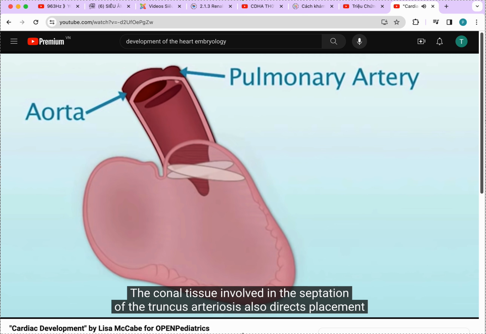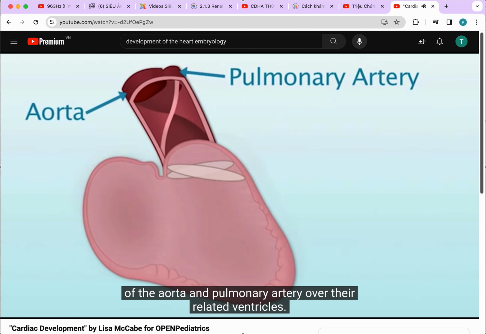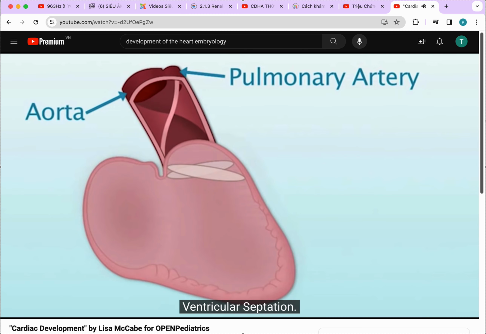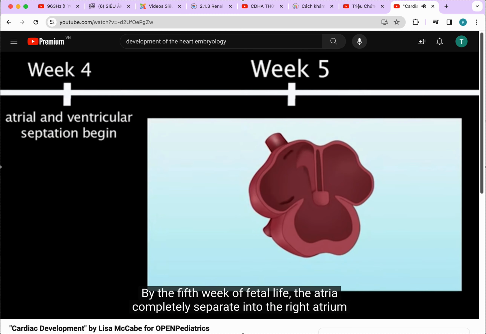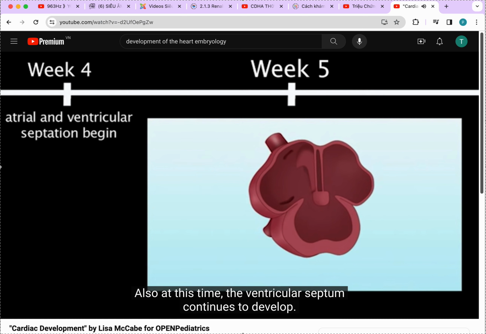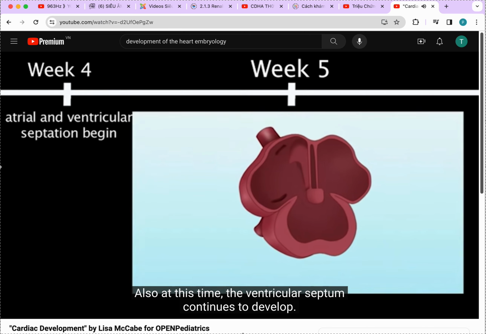The conal tissue involved in the septation of the truncus arteriosus also directs placement of the aorta and pulmonary artery over their related ventricles. By the 5th week of fetal life, the atria completely separate into the right atrium and left atrium. Also at this time, the ventricular septum continues to grow in size.